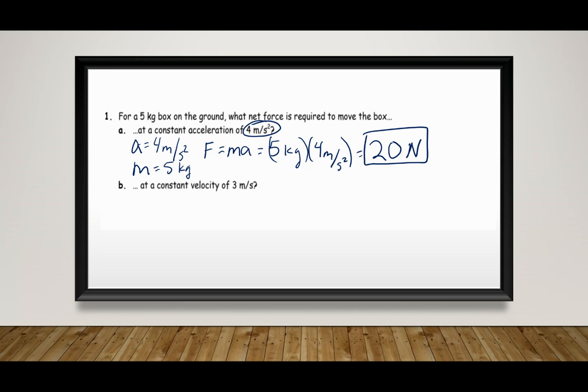Okay? Now the next one is at a constant velocity of 3 meters per second. Constant velocity. So what's my acceleration at constant velocity? My acceleration at constant velocity is 0. So therefore, that's what these 3 dots mean in a triangle. Therefore, force equals 0, because my mass times acceleration is equal to 0, right?